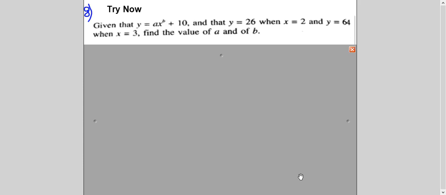So now this equation is given for you to try. This is the question. Y is equal to A times X power B plus 10. And two conditions. This is condition number 1. When Y is 26, X is 2. And condition number 2 is when Y is 64, X is 3. So exactly the way I have done. Try it yourself. I'll show you the solution here and then you can check your work. So you can be the teacher of yourself.